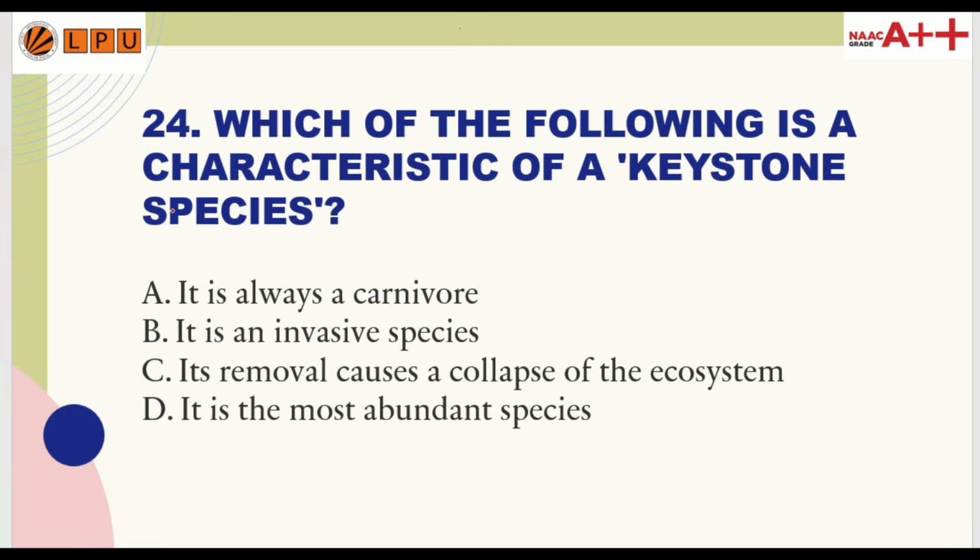24th. Which of the following is a characteristic of a keystone species? Option A it is always a carnivore, option B it is an invasive species, option C its removal causes a collapse of the ecosystem, option D it is the most abundant species. So the correct answer is option C.